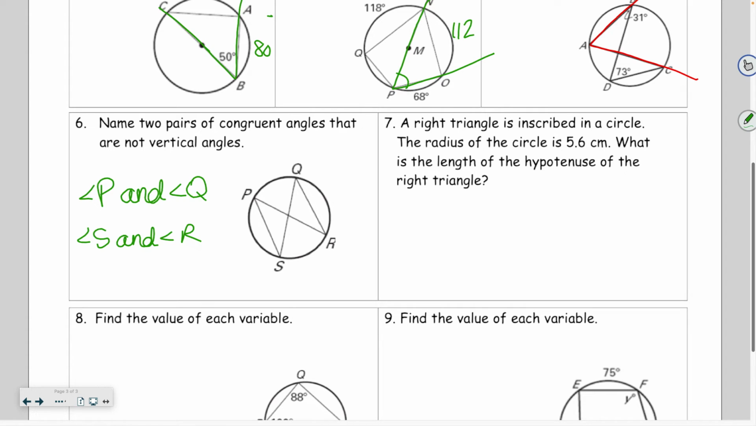A right triangle is inscribed in a circle. The radius of the circle is 5.6 centimeters. What is the length of the hypotenuse of the right triangle? So you can draw a picture, but if I say to you a right triangle is inscribed in a circle, then that means the hypotenuse is also the what? The diameter. Okay? So if the radius is 5.6, then the diameter is 11.2.